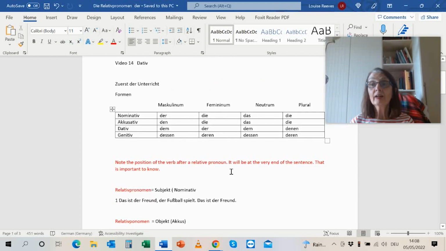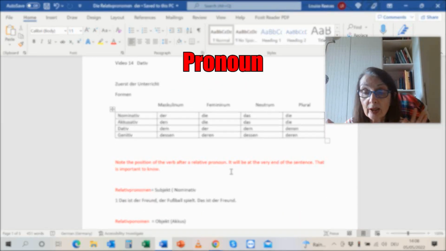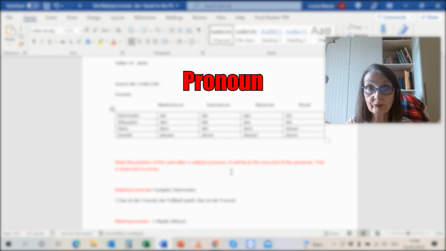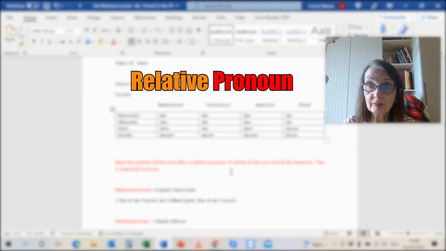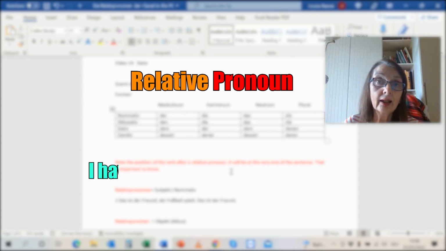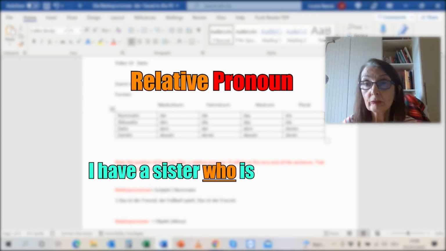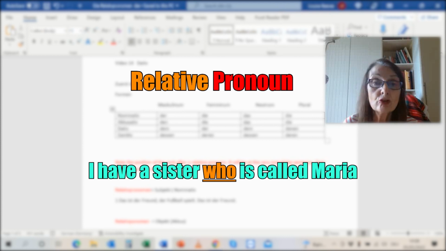So what is a relative pronoun? As you know, pronouns are to stop you from repeating yourself, in other words. But put the word relative in front of it. In other words, it relates back to something which has gone before. For example, I have a sister who is called Maria. So there you have the who referring back to the sister.